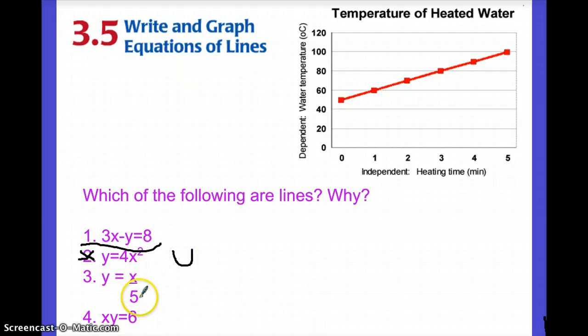X divided by 5, we could rewrite that as 1/5 x. So that would be y equals 1/5 x. That is also a line. And x times y equals 6. If I get y by itself, I'm going to divide both sides. Y equals 6 over x. That one is not a line. So 1 and 3 are lines.